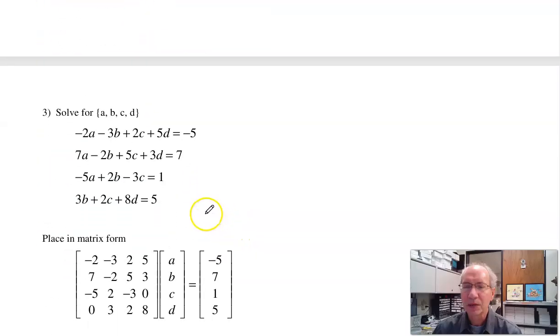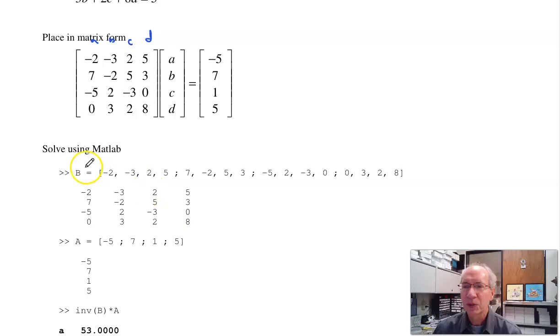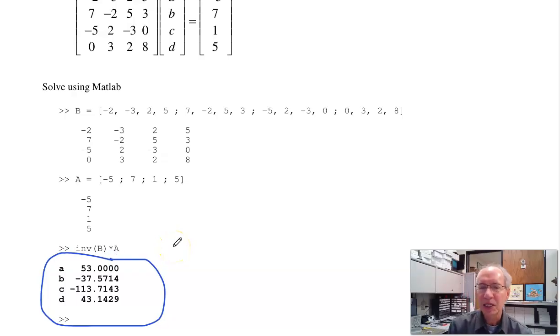And problem 3, 4 equations, 4 unknowns. Again, if I write it as A, B, C, D, here's the first equation, minus 2A, minus 3B, plus 2C, plus 5D is minus 5. Repeat for equations 2, 3, 4. Throw this into Matlab. Solve. Here's your answer. So Matlab is really, really good at solving n equations and unknowns.